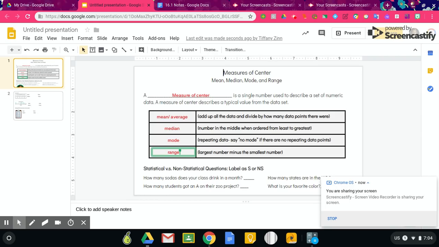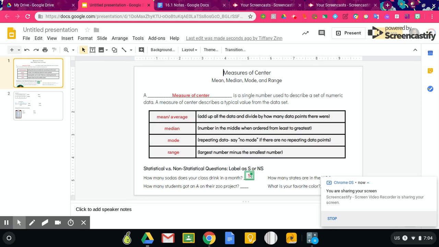In order to have statistical data, you have to ask a statistical question. So that's what this next section is over. Statistical versus a non-statistical question. I'm going to ask you to label it S or NS. So the first one says, how many sodas does your class drink in a month? If you were to ask this to the entire class, you would get different answers. And so that would be an example of a statistical question.